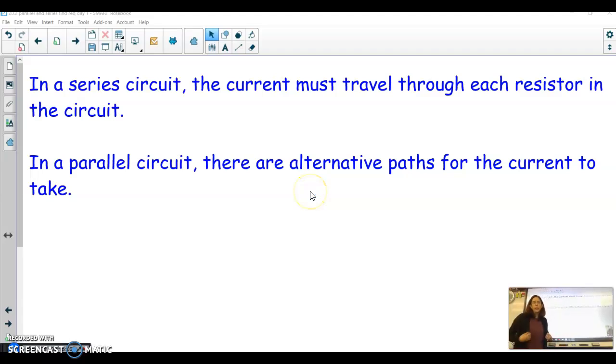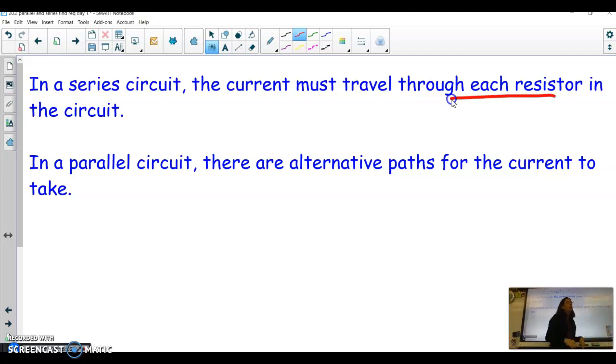Okay, today we're going to be learning a little bit about the difference between series and parallel circuits. You don't need to write this down, but generally the way you know it's a series circuit is that the current has to travel through each resistor. So there's basically one path and all the current's going to go the same way. But in a parallel circuit, the current has options. So it's going to split up and there's different ways that the current could actually go.